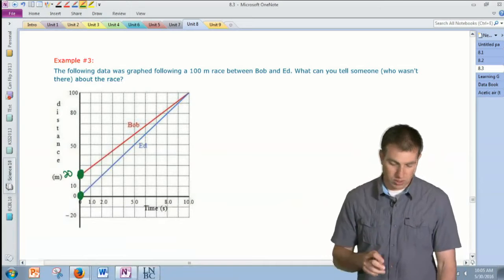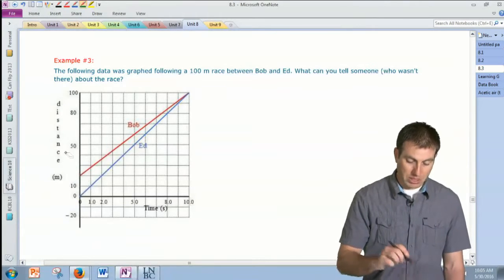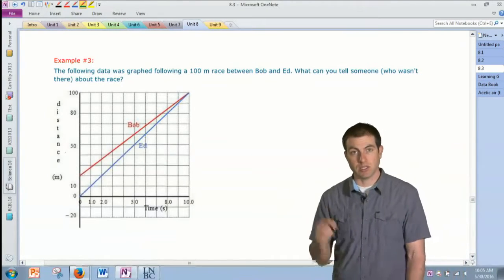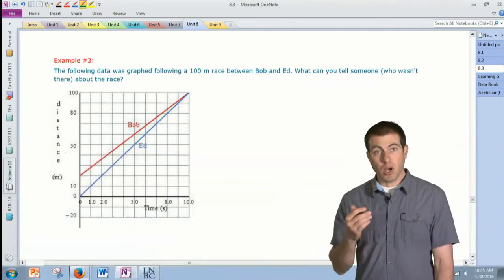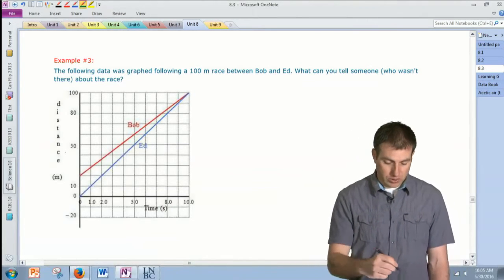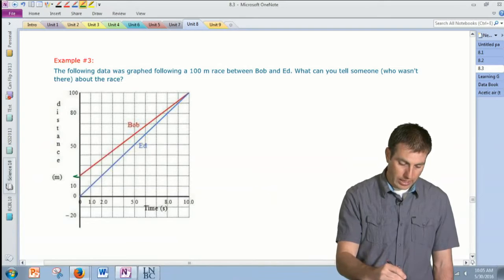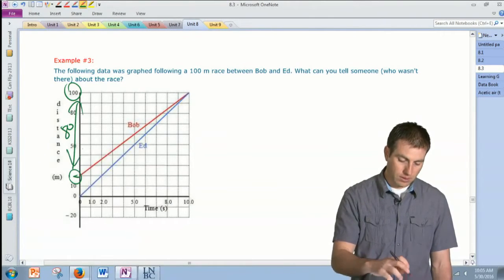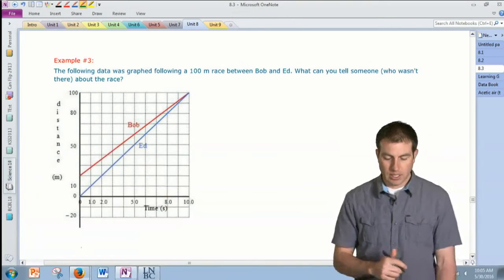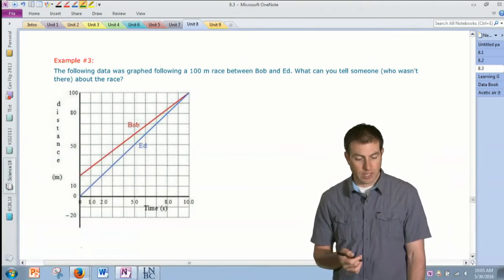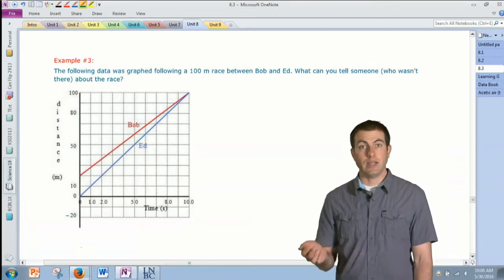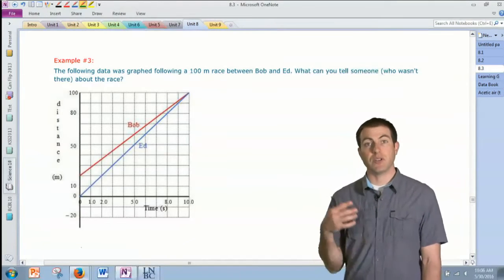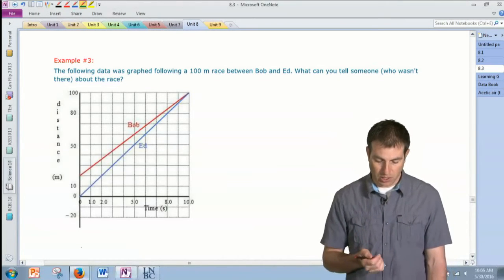Maybe Bob was old or something and he needed a head start. Or maybe he cheated and started 20 meters down the race course. Bob only ran 80 meters. He started at 20 and he finished at 100. That's only 80 meters in there. So he didn't actually run a 100-meter race. That's why Ed's slope is a lot steeper, because Ed ran 100 meters. He had to run faster because Bob got that head start.